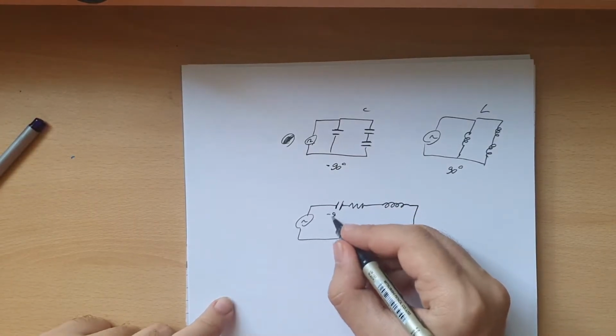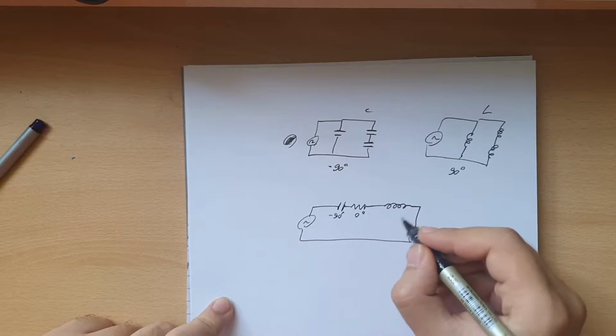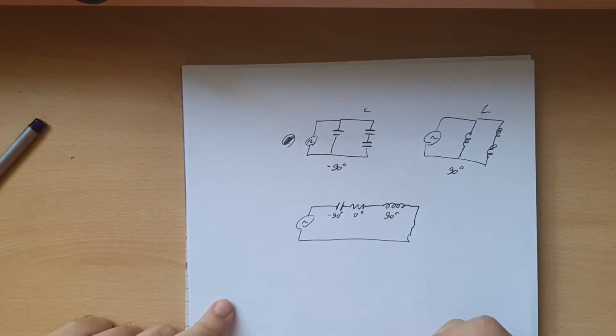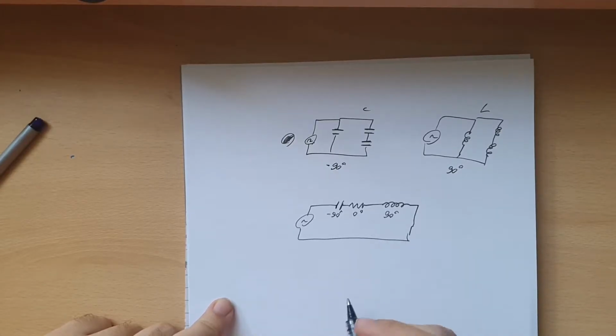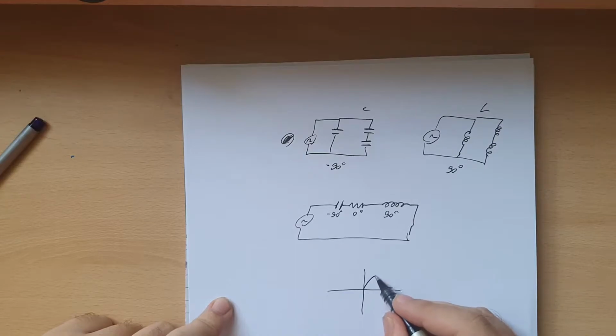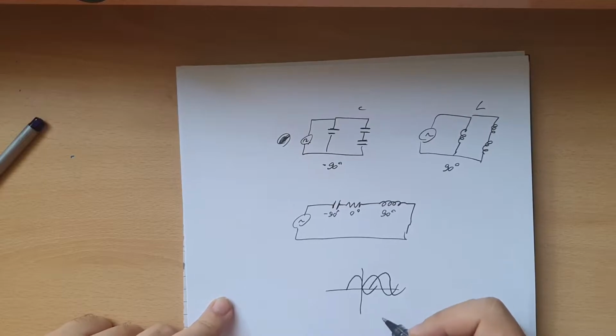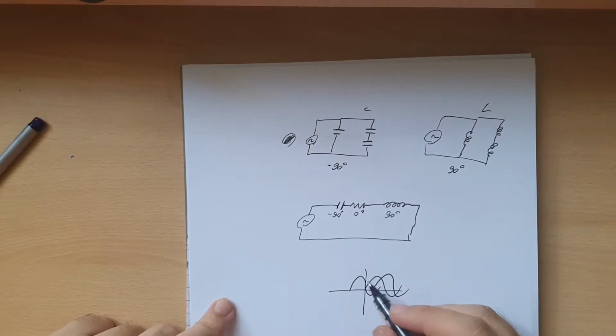Because this has minus 90 degrees, this one is 0 degrees, and this one is 90 degrees in phase, it will be a lot harder to calculate them, because they have different values. If you were to draw it in a graph, the resistor will be at this point like this, then the inductor will be at this point like this, and the capacitor will be at this point like this. They'll be in different phases, making it a lot harder to do.